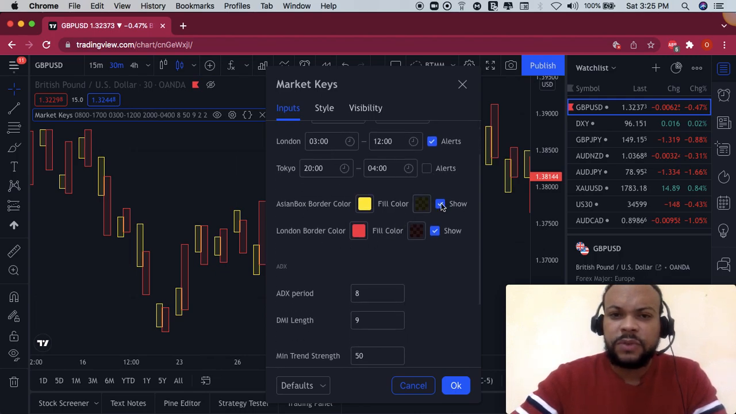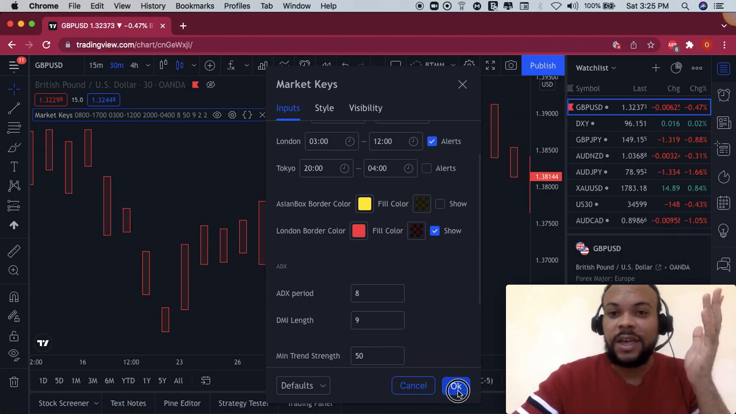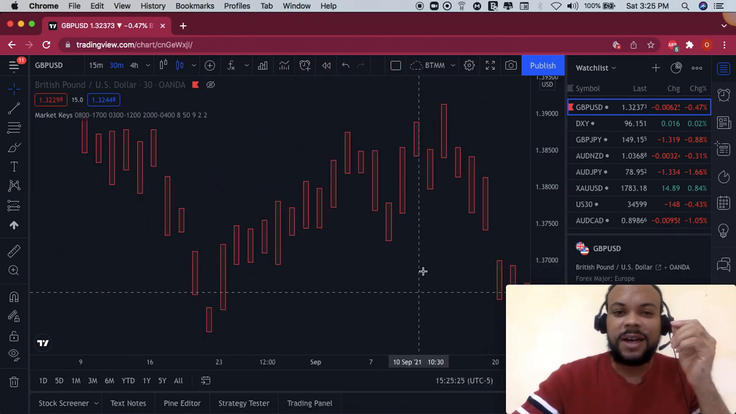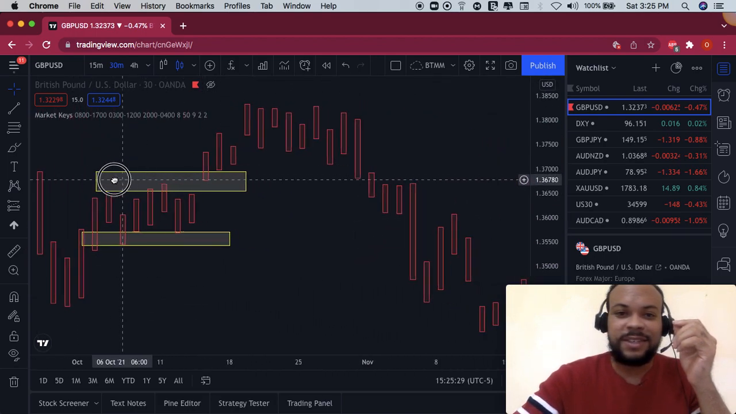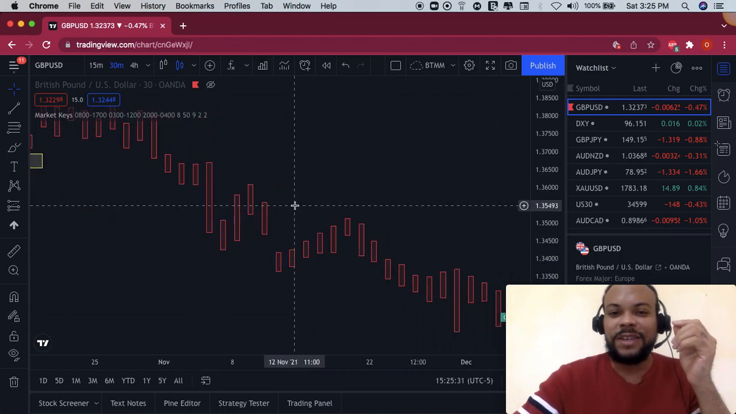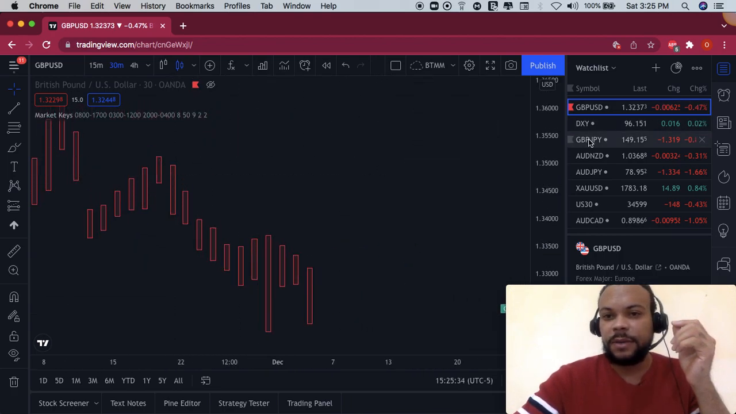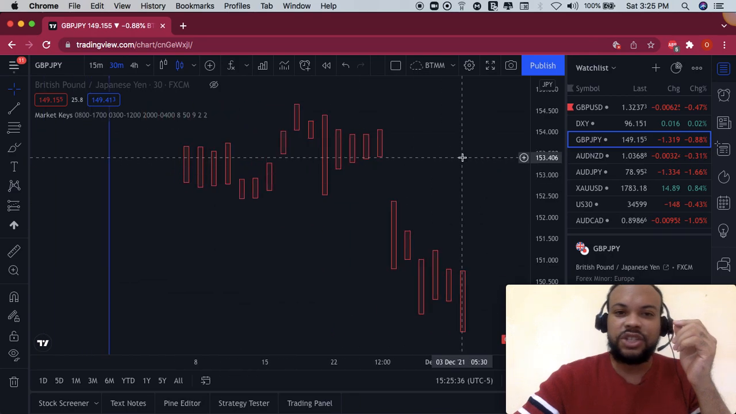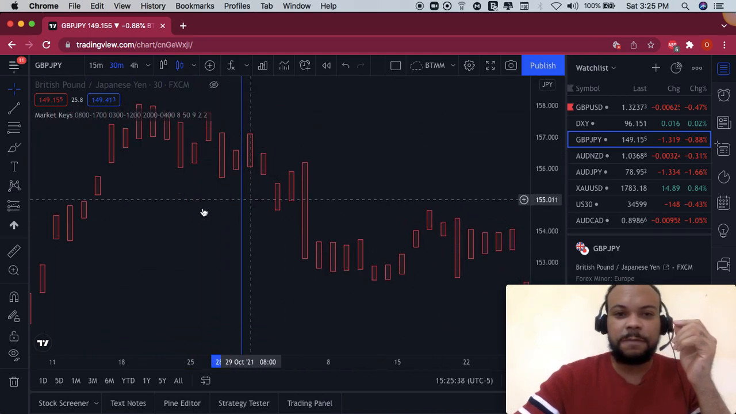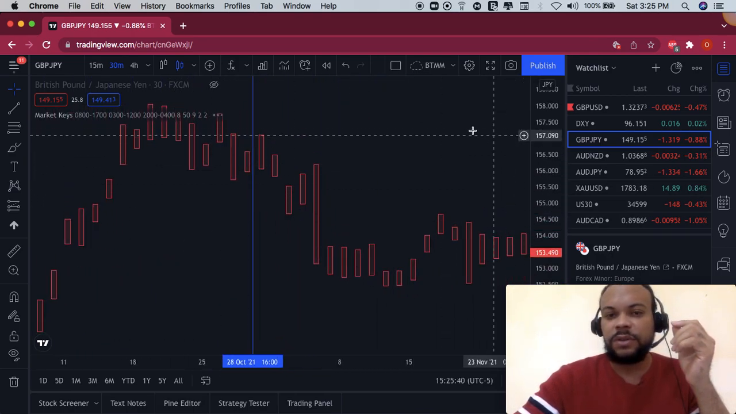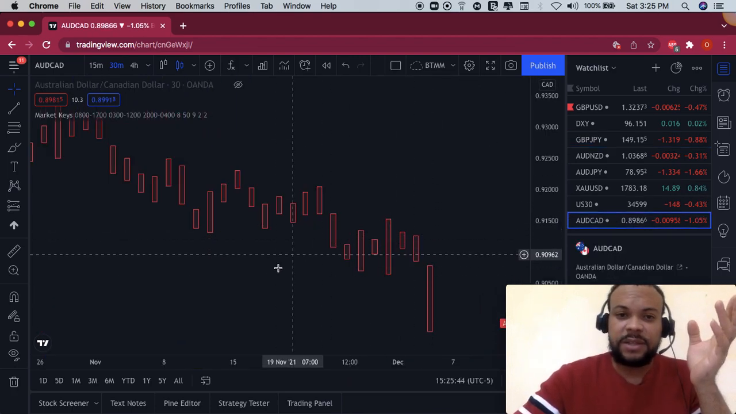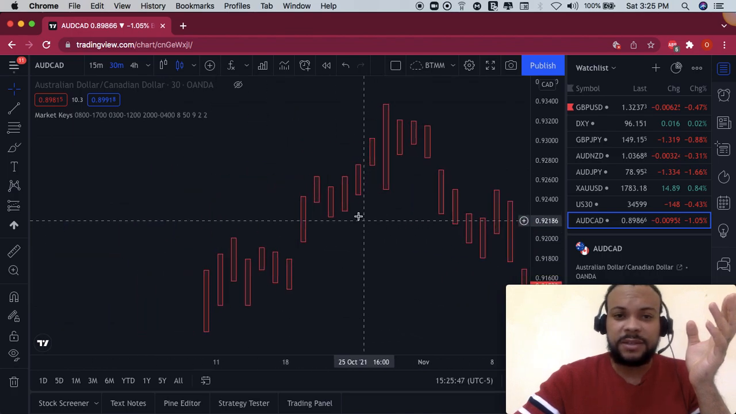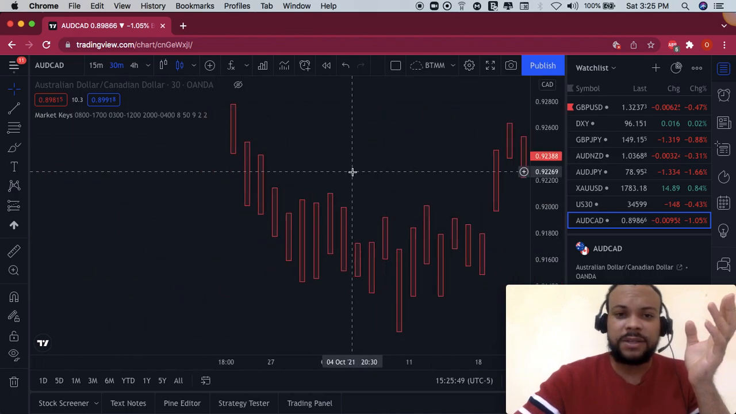Oh, I think I can remove it now. Yeah, all right. I just remembered how to remove it. So yeah, all of these are the London session, and as you can see, all of these boxes are pretty big. Let's look at GJ. GJ is basically the same thing. It has a lot of movement during London session. And it's not just GJ, AUD CAD. Look at these, some big candles. These are some big boxes of movement.